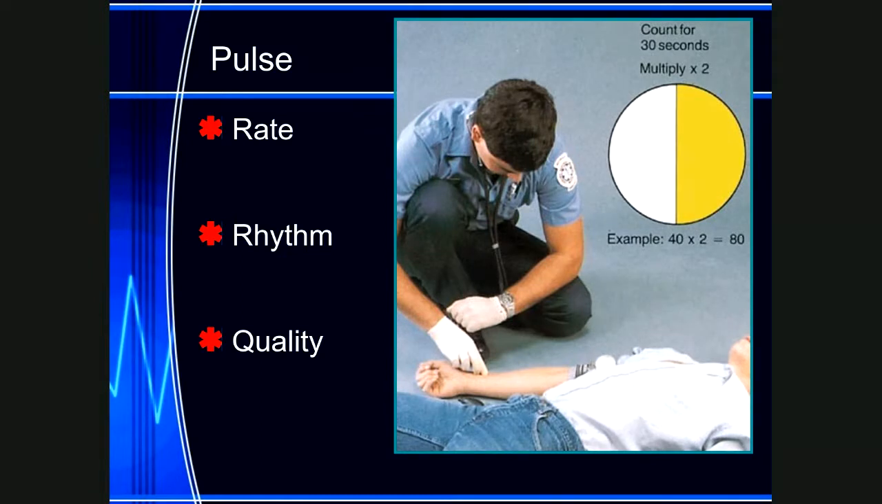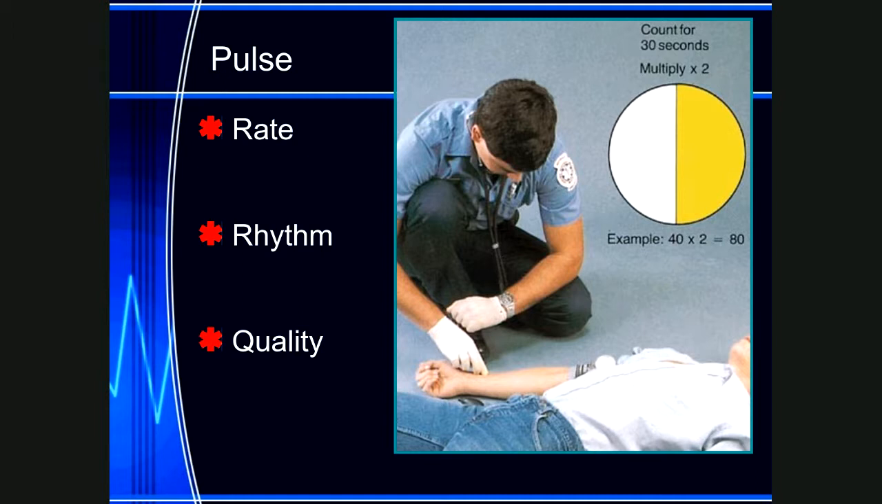Next, we want to check for a pulse. We're going to check for the rate, the rhythm, and the quality. The heart beats, the pressure in the arteries caused by those beats can be felt by placing a fingertip over an artery that lies close to the skin. The beats you feel when the artery expands, when blood surges through, is the patient's pulse.